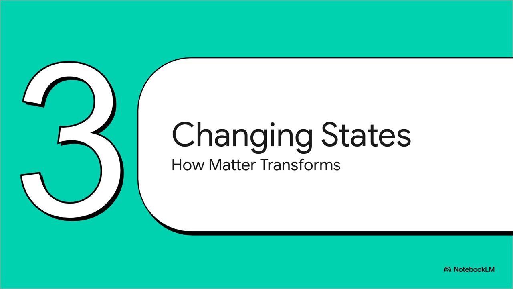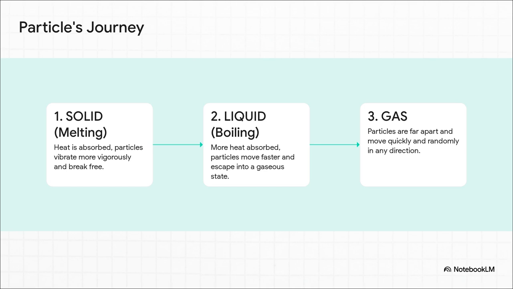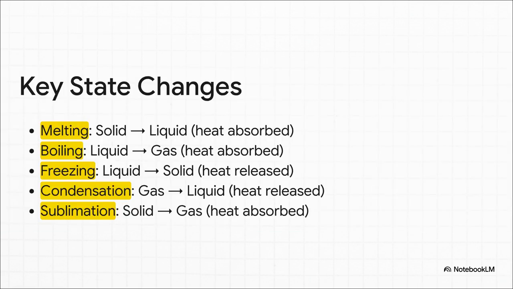But of course, things don't just stay in one state forever, right? They can transform. And the secret ingredient to make them change? Well, it's all about energy. Let's just imagine we have a piece of ice, and we start heating it up. As you add heat, you're giving those particles energy, and they start to vibrate like crazy. Eventually, they vibrate so much they break free from their fixed spots, and that, right there, is melting. If you keep adding heat, the liquid particles move faster and faster until they finally have enough energy to escape altogether and become a gas. That's boiling.